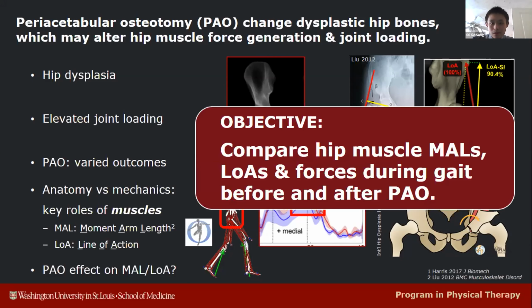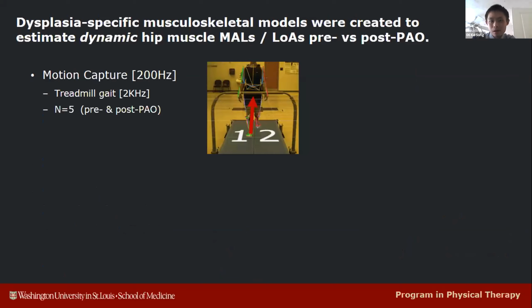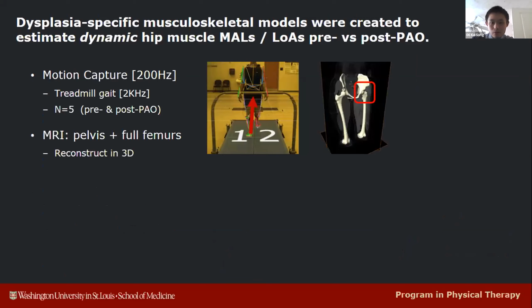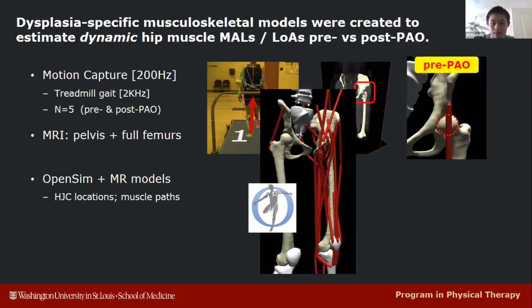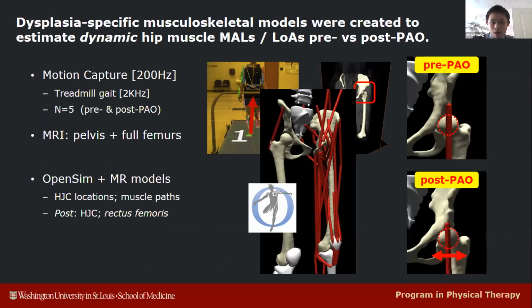And we did that by using subject-specific musculoskeletal models that combined motion capture and 3D MR data, which we built using shape models. So those MR-based OpenSim models have subject-specific hip joint center locations, and also muscle origins and insertions informed by the 3D geometry. Each subject has pre and post-op data. There are 5 subjects, so obviously this is preliminary work. And the post model has an updated hip joint center location and rectus femoris origin, both of which could be directly affected by the surgery.